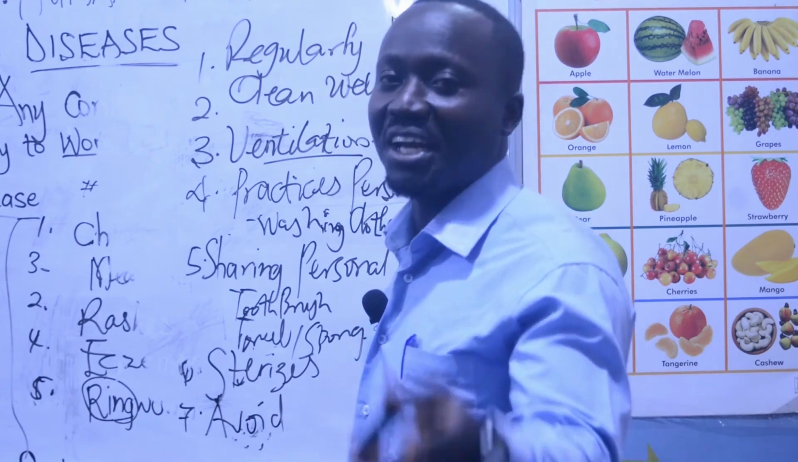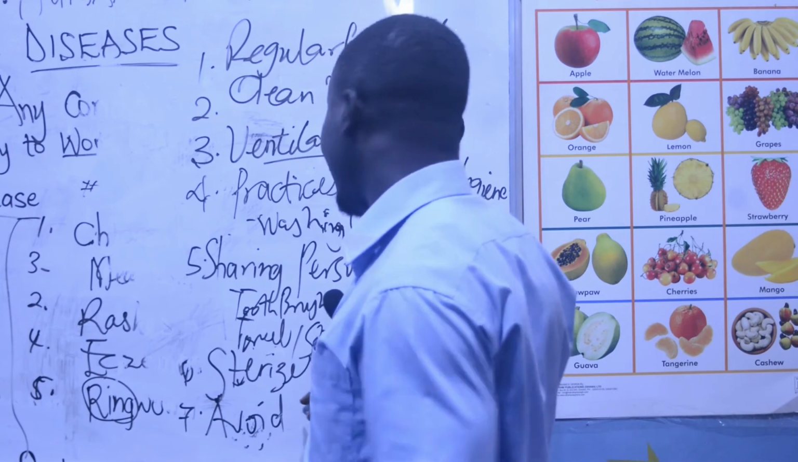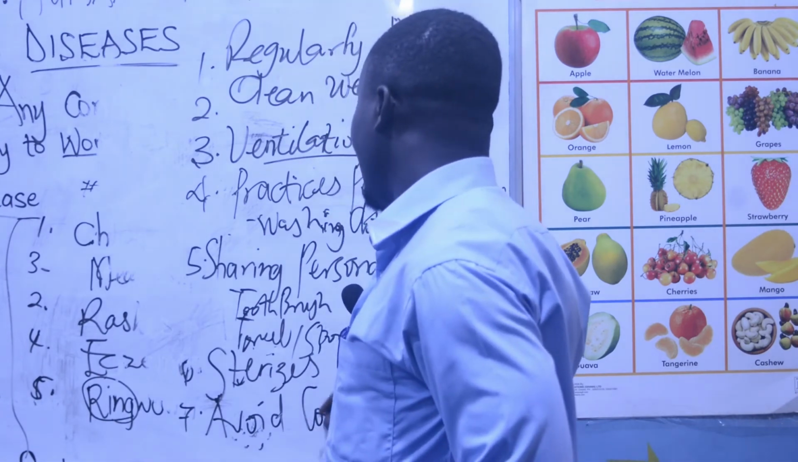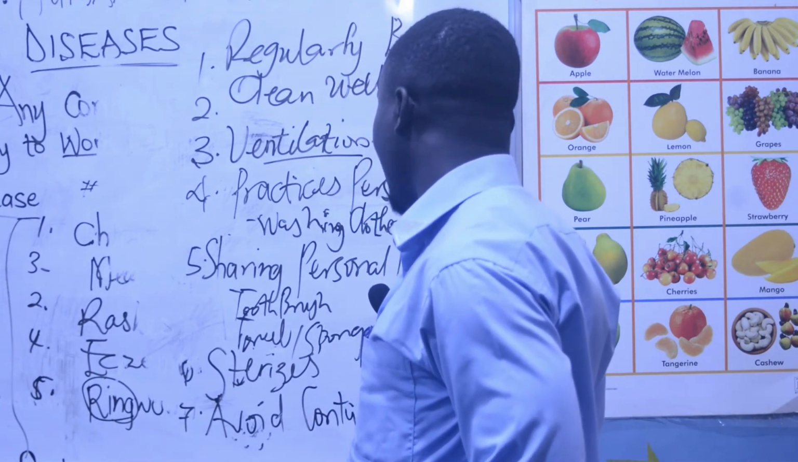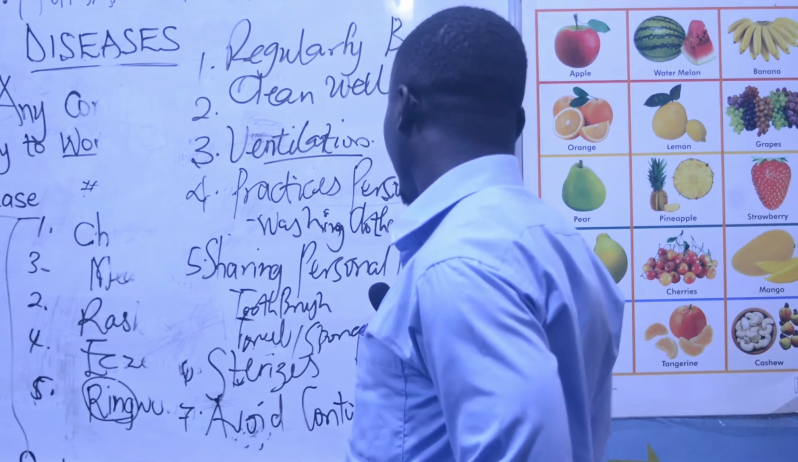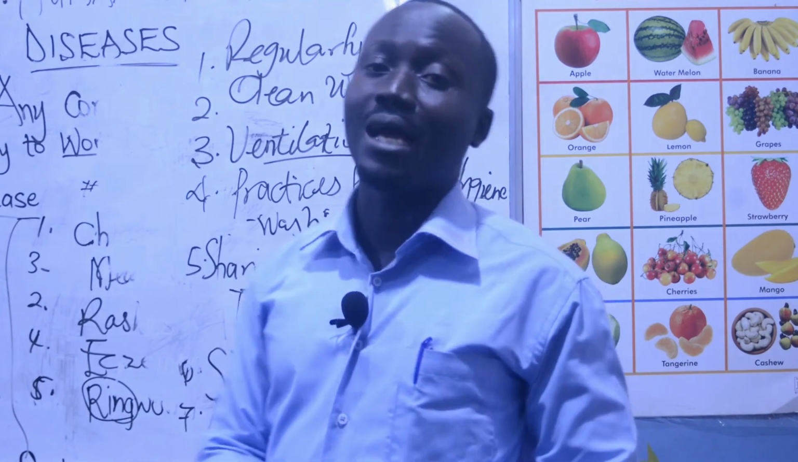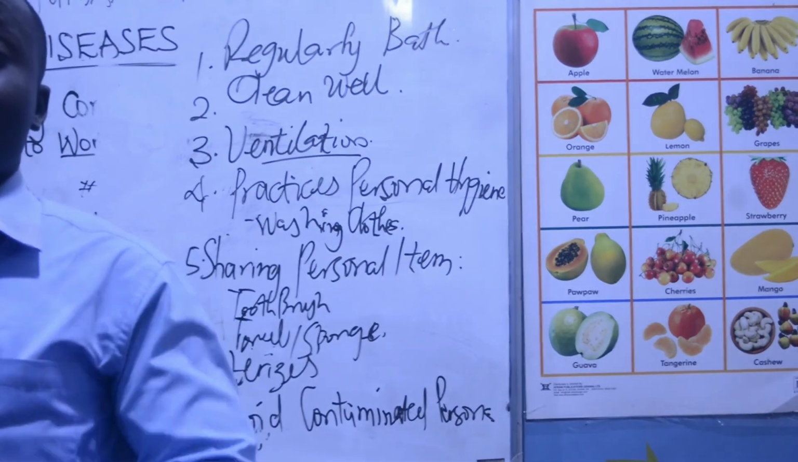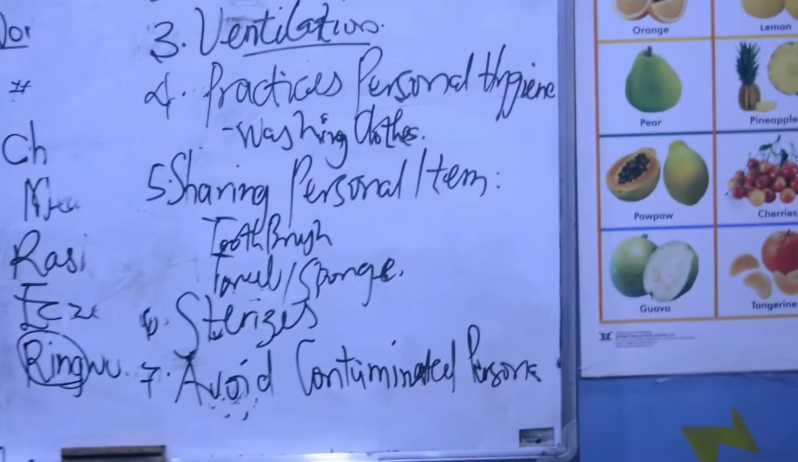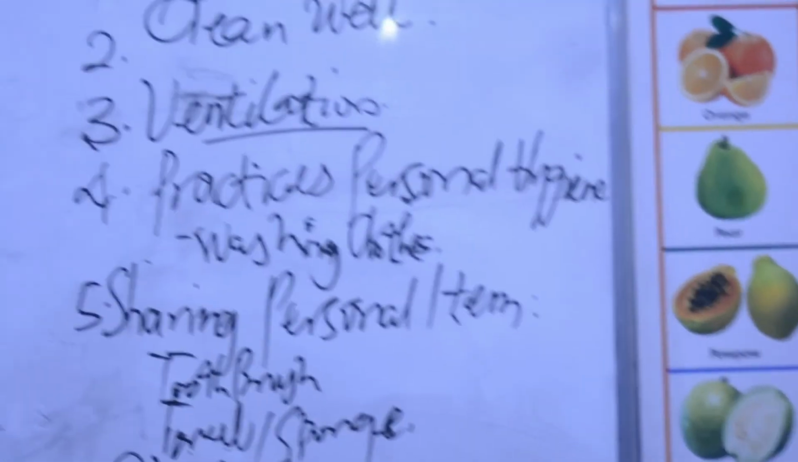And last but not the least, try as much as possible to avoid people. Don't say he's my friend, he's my brother. Try and avoid someone with a skin disease. So avoid contaminated persons. Anybody who is affected by a skin disease can easily transmit it to you. So try as much as possible to avoid the contaminated person.